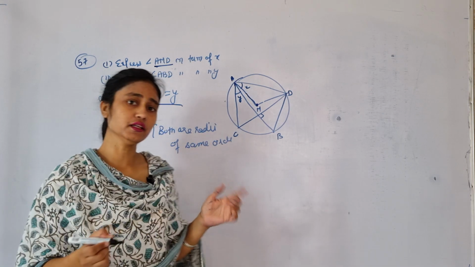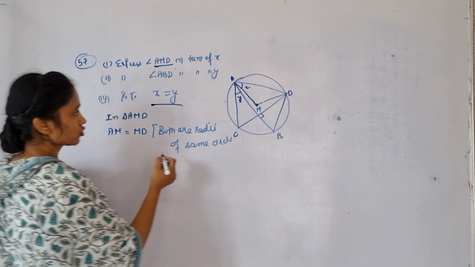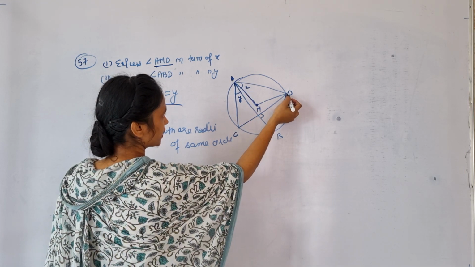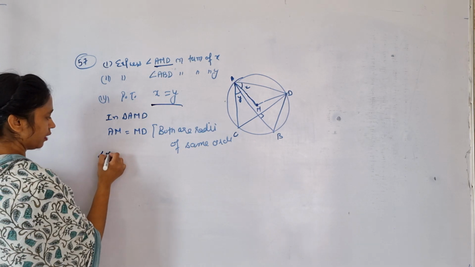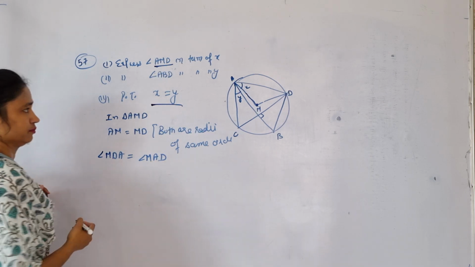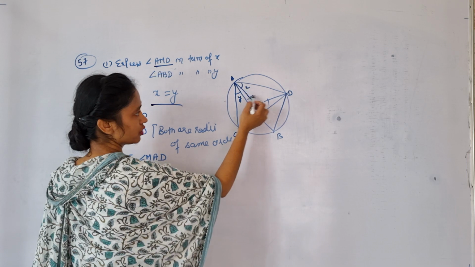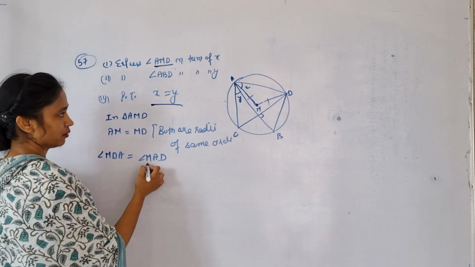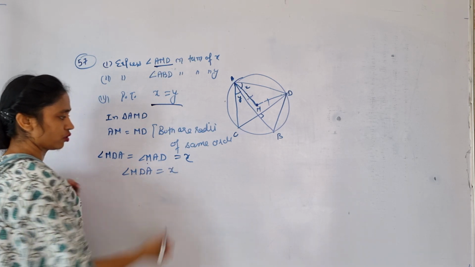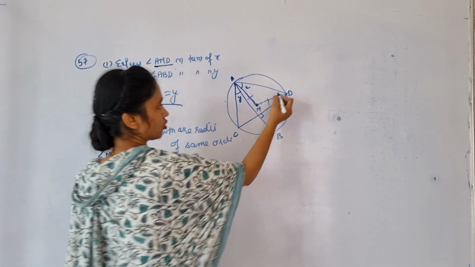So we know that angles opposite two equal sides are equal. So this angle MDA will be equal to MAD. These two are the equal chords, and the angles opposite to these two are equal. This is given by x, so MDA is also x. Now in this triangle, can we take this is also x?